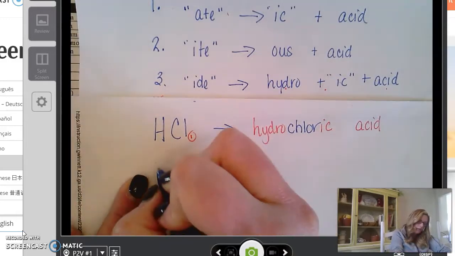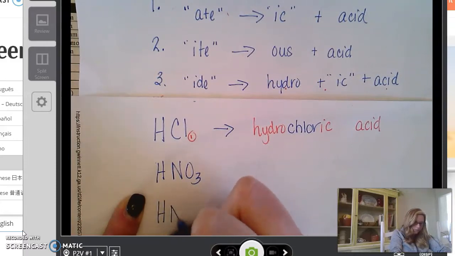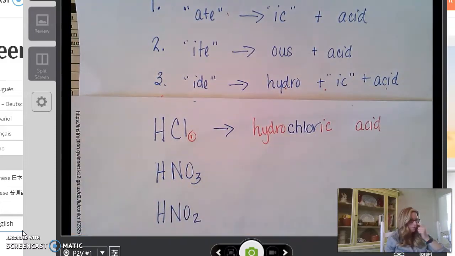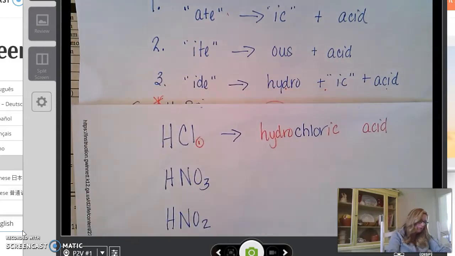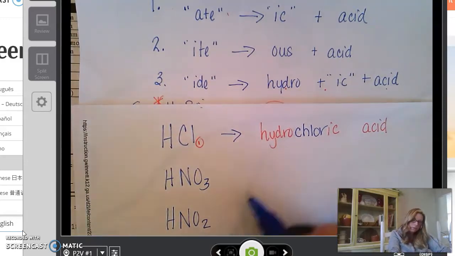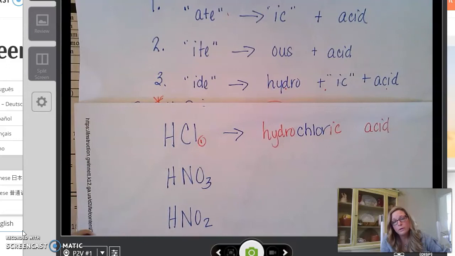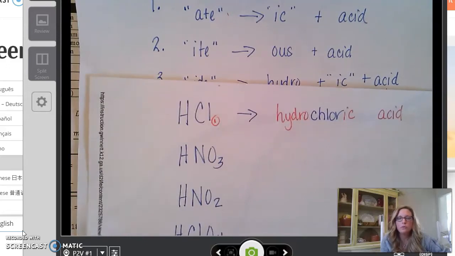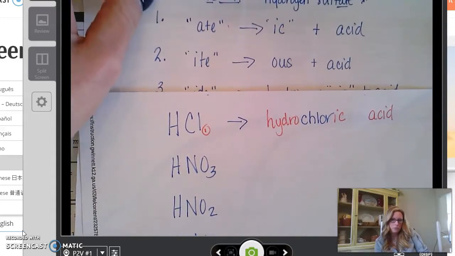HNO3 and HNO2. Very similar elements there. And then the last one I want you to do is HClO4. Okay. So you've got HNO3, HNO2, HClO4. I would pause really quick, go to the back of the periodic table, look those up, and do them on your own. Let me move those up a little bit for you there. It's hard to see what you can see.